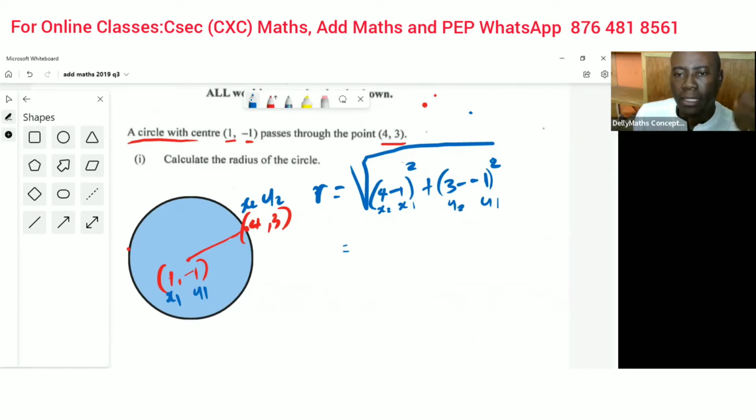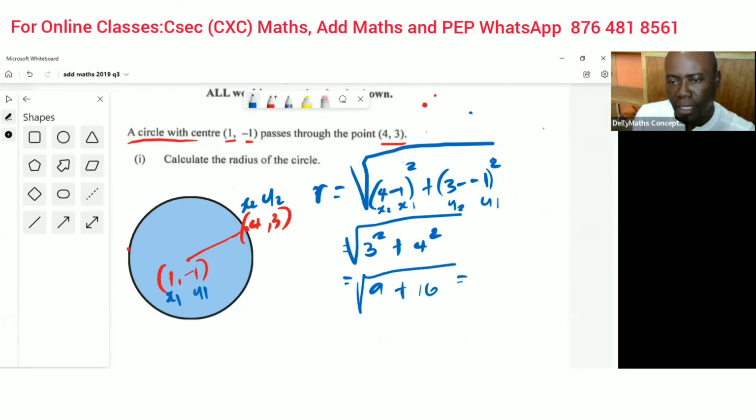Basically, 4 minus 1 is going to give me 3 squared, and this is going to give me a positive 4 squared. So we're talking about 9 plus 16, and then we take the square root of that. We're taking the square root of 25, and that is going to land us 5 units. So definitely the radius that we're looking at is 5 units long.